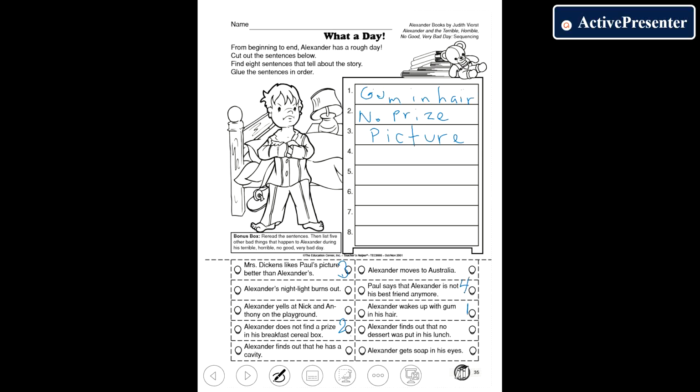If you said number 4 is Paul says Alexander is not his best friend anymore, you're right. He said that I could tell because Paul said I wasn't his best friend anymore. He said that Philip Parker was his best friend and that Albert Moyle was his next best friend and that I was only his 3rd best friend. So not best friend. Okay.